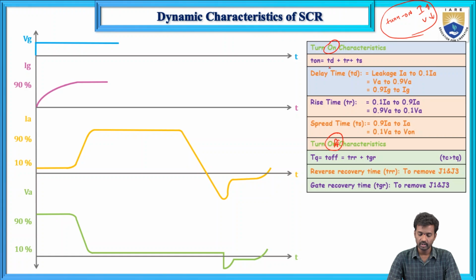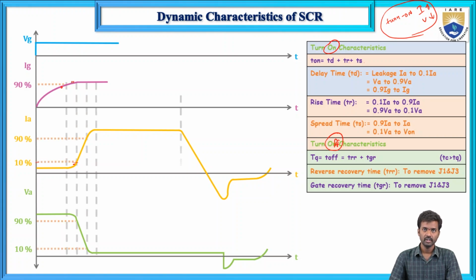Now the turn on time is divided into three parts: delay time, rise time and spread time. Delay time means the time from the leakage current to 0.1 of the anode current, that is 10% of the anode current. Another definition is from 0.9 to 100% of the gate current. These are the levels you see here.